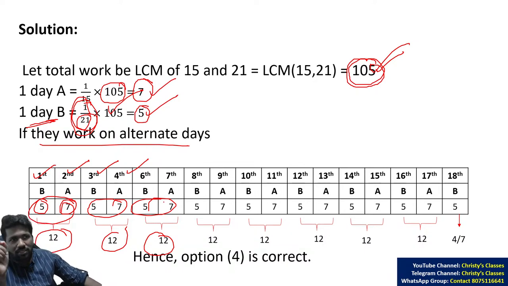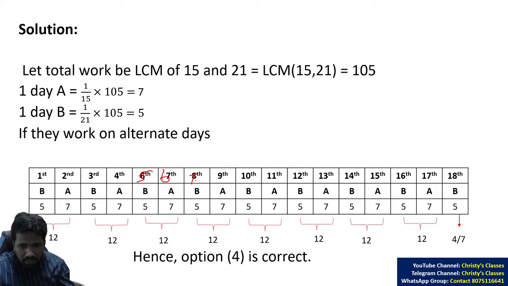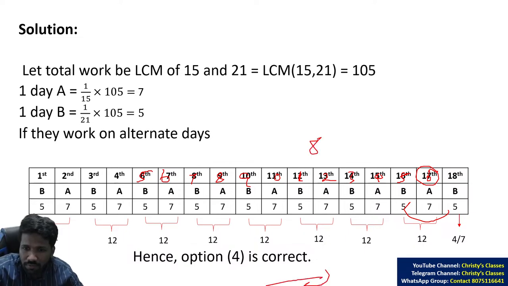If you add, 96 is a multiple of 12. 12 into 8 is 96. Yeah, there is a typing error. Second, third, fourth, this 5th, 6th, the 5th is missing. So after 16th, I will just edit it. A 5th, a 6th, a 7th, an 8th, a 9th, a 10th, 11th, 12th, 13th, 14th, 15th, 16th. 16th means 8 sets of 12. 8 into 12 chocolates are completely eaten. 8 into 12 is 96.